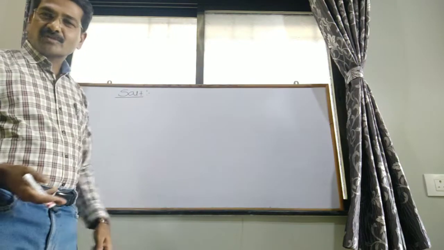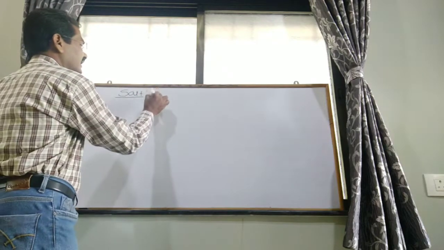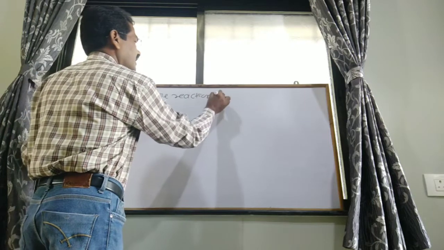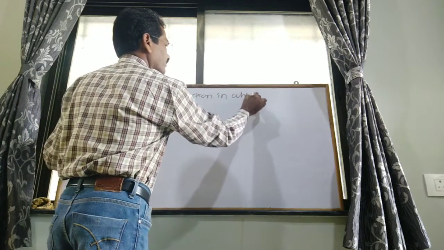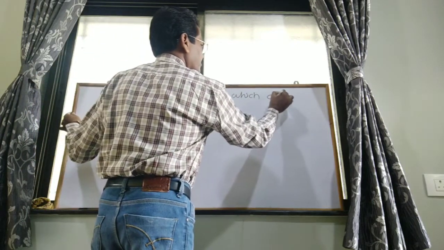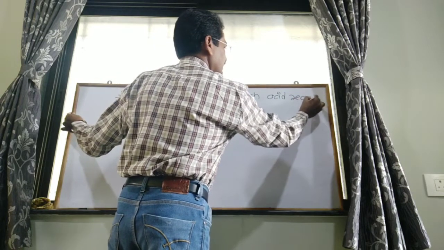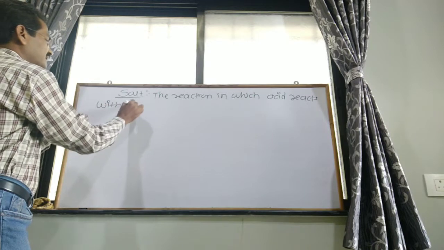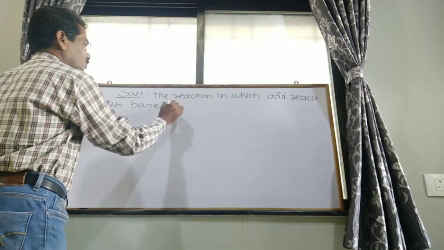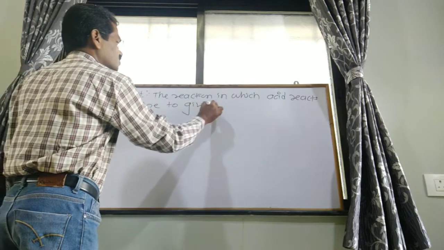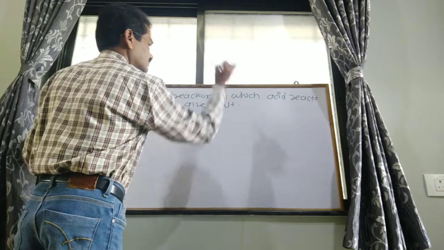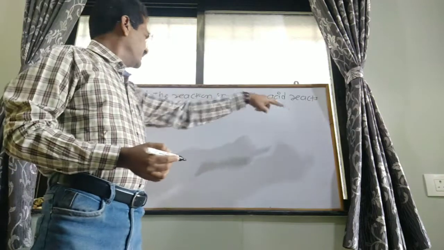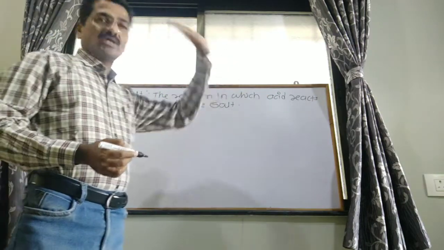So what is the definition of salt? The reaction in which acid reacts with base to give salt. The reaction in which acid reacts with base to give salt.